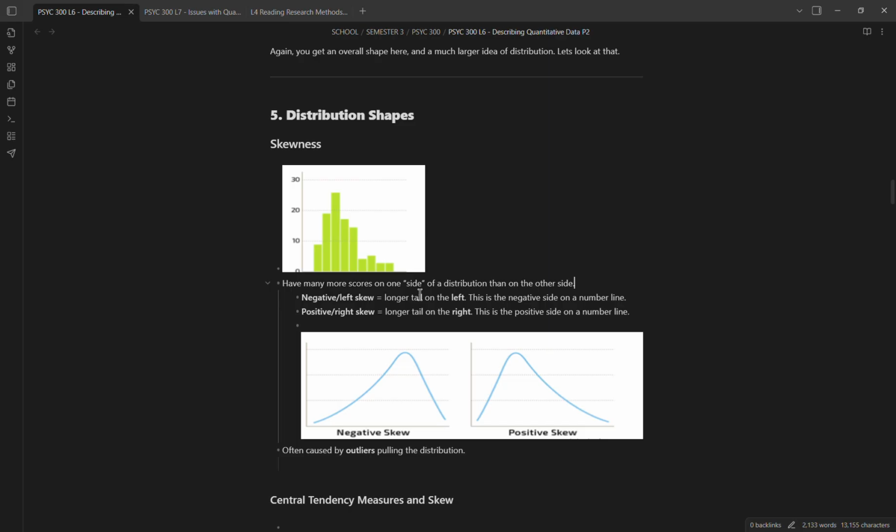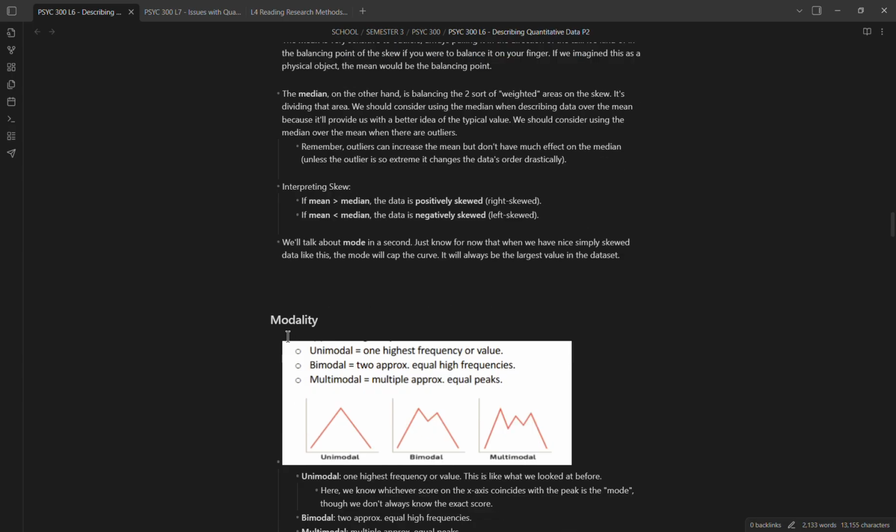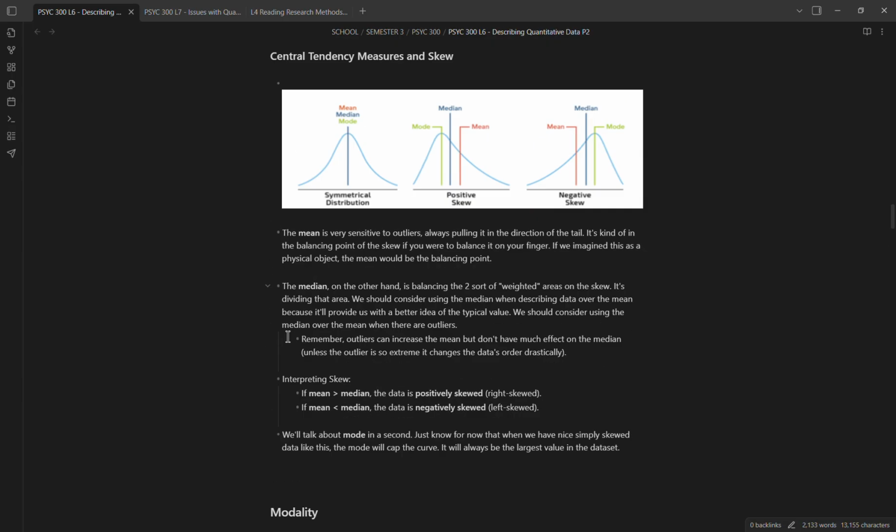I know I'm not explaining it too well. If you look at the screen, it's pretty clear. In a positive skew, it's a right skew. The longer tail is on the right. There's an outlier pulling the data more to the left, more to the start of the x-axis. In the negative left skew, there is a longer tail on the left because there's an outlier pulling the data to the right, further along the x-axis.